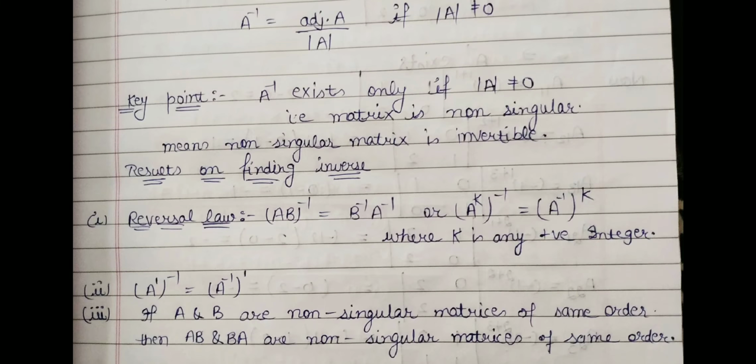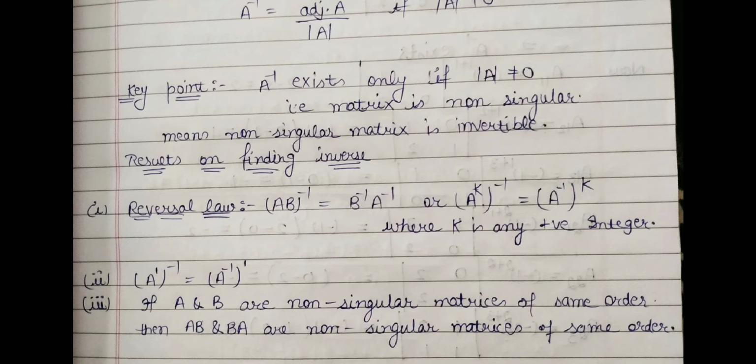Now we have some results on finding the inverse. Firstly, we have the reversal law. For the reversal law, we have (AB) inverse is equal to B inverse into A inverse, or (A raised to power K) inverse and (A inverse) raised to power K. Meaning if we take the Kth power of a matrix and then take the inverse, or rather we take the inverse and then take the power, both results are the same. But the condition here is that the integer K should be positive.